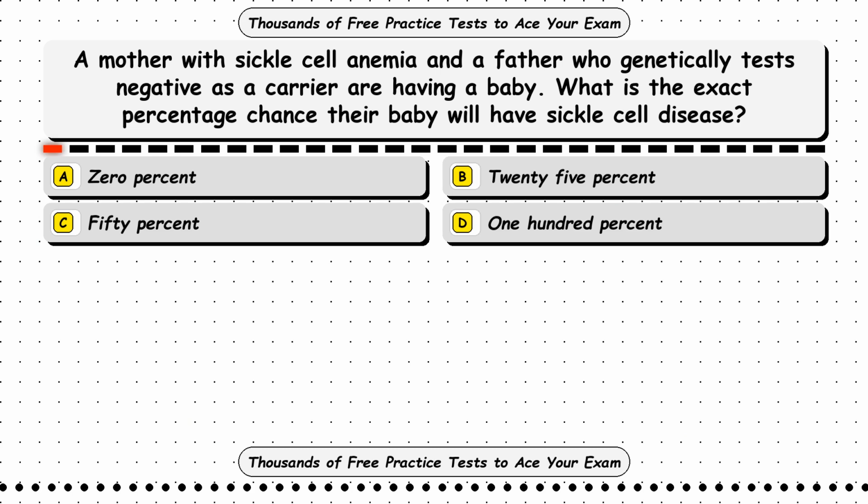Because children in respiratory distress take in less oral fluid, they rapidly develop dangerous dehydration. Question 22. A mother with sickle cell anemia and a father who genetically tests negative as a carrier are having a baby. What is the exact percentage chance their baby will have sickle cell disease? Option A 0%, Option B 25%, Option C 50%, Option D 100%.